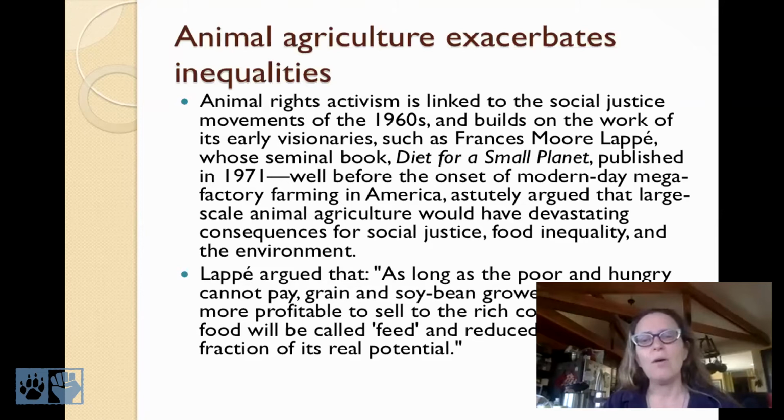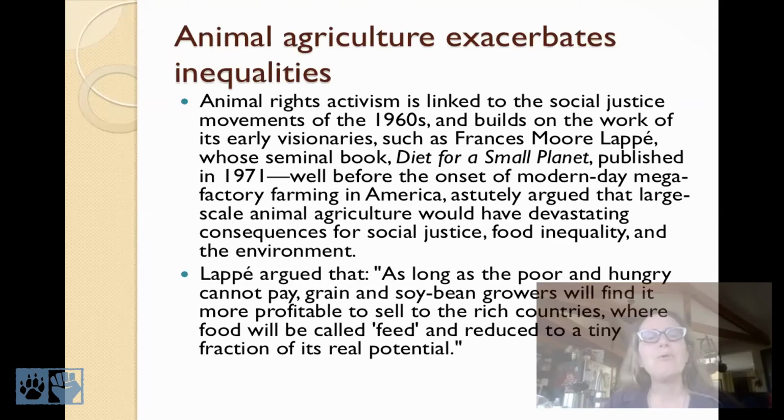And she pointed out that as long as the poor and hungry cannot pay, grain and soybean growers will find it more profitable to sell to the rich countries where food will be called feed and reduced to a tiny fraction of its real potential.